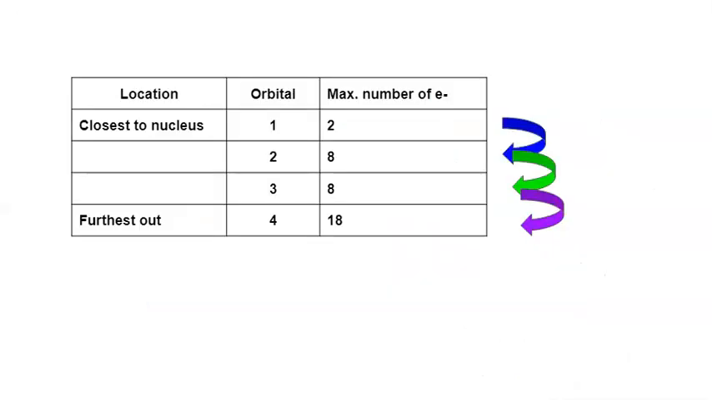So, experiments have found that the first orbital closest to the nucleus can hold 2 electrons. When it's full, electrons start moving out to the second orbital. It holds 8 electrons. When it is full, electrons start moving out to the third orbital. It can also hold 8 electrons. After it is full, electrons move out to the fourth orbital, and it can hold 18 electrons. Now, this is not all the orbitals of the atoms. These are just the orbitals that in middle school we're supposed to learn.